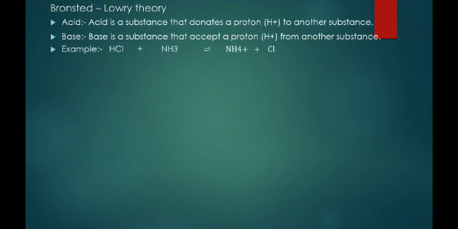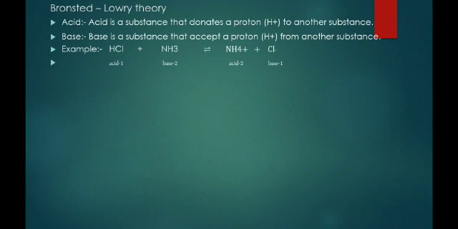Now example, HCl plus NH3. Now pay attention to this. HCl, hydrochloric acid, when it reacts with ammonia, then it forms what? Ammonium ion and chloride ion, NH4 plus and Cl minus. In this case, when we observe, we get HCl donating proton H plus ion to NH3. That's why it converts into NH4 plus. And NH3 accepts this proton from HCl. That's why HCl is an acid and NH3 is a base.